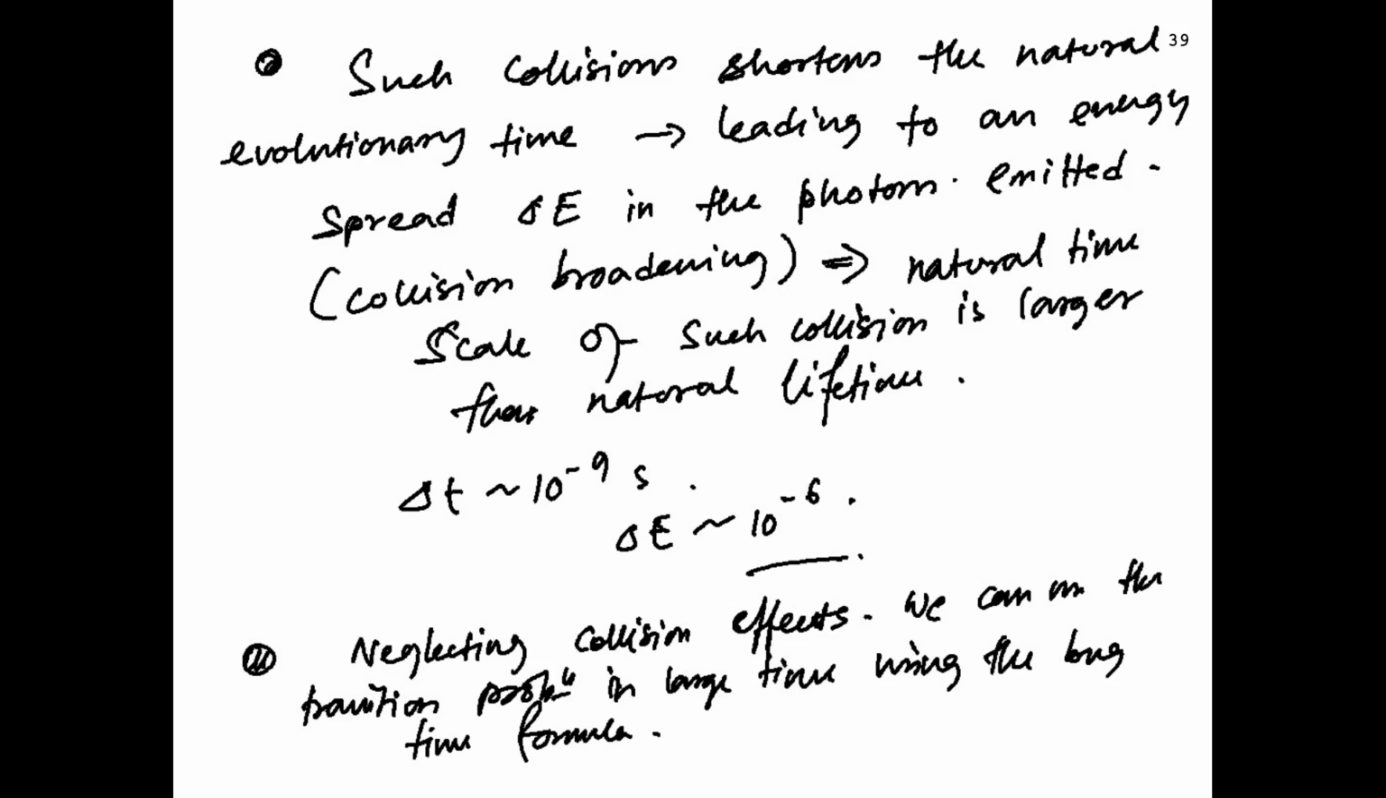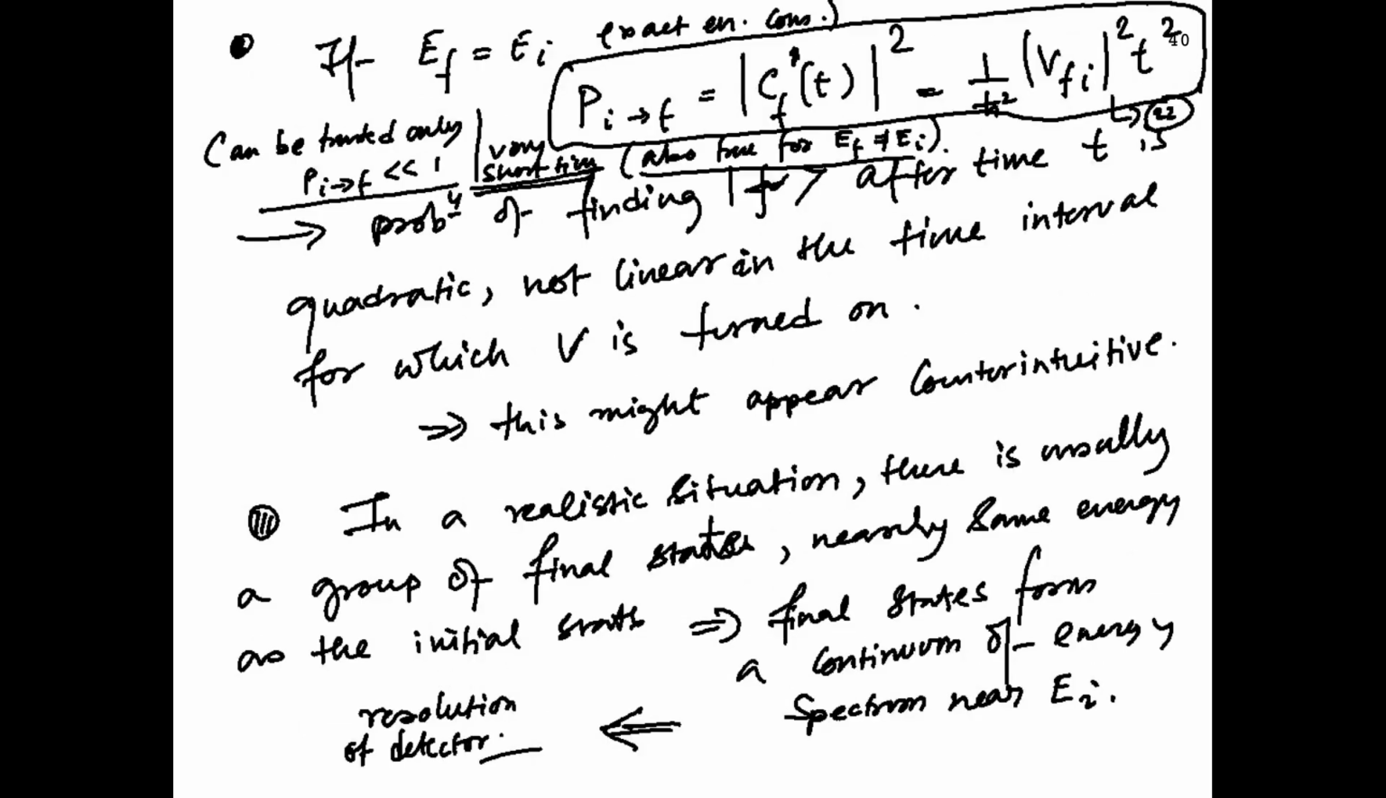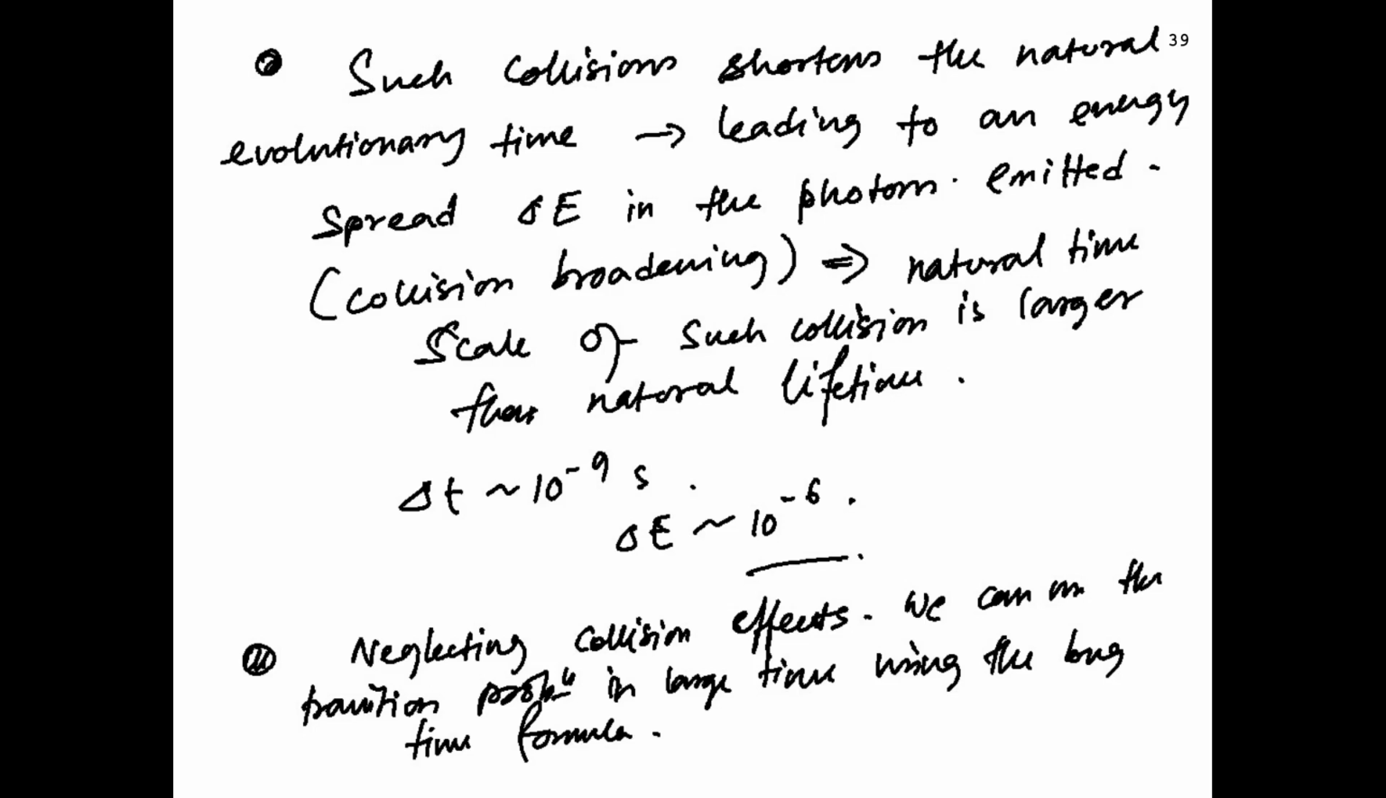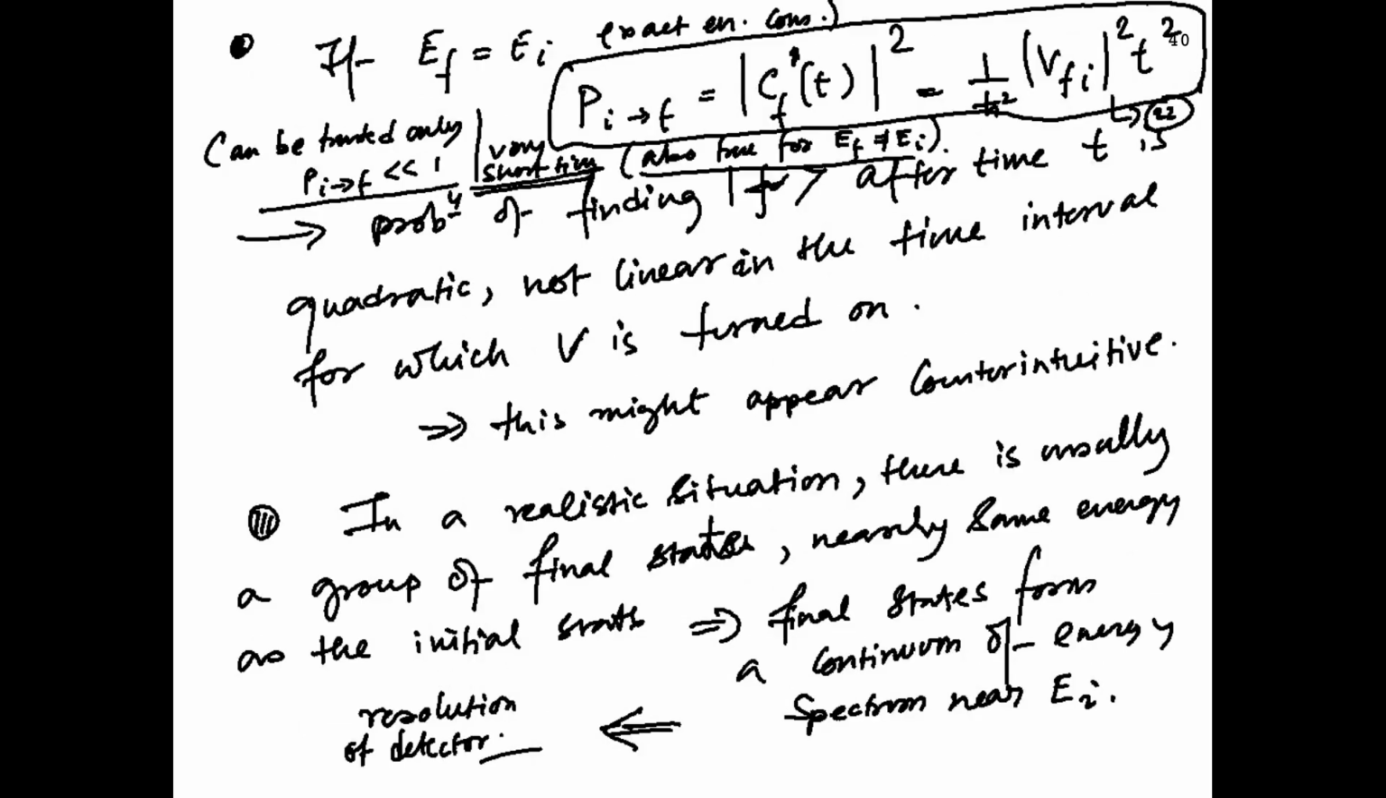So in a typical experiment, you can estimate what is the delta E spread you will see. We have estimated that if the time scale is like 10 to the minus 9 second, the broadening is like 10 to the minus 6. But if we neglect any collision effect, then the T can be infinity, then there will be no broadening. But in practice, you will always see a broadening, and that gives you an estimate of the mean free path time scale. So now let's come back to the question which we originally left out in the previous part.